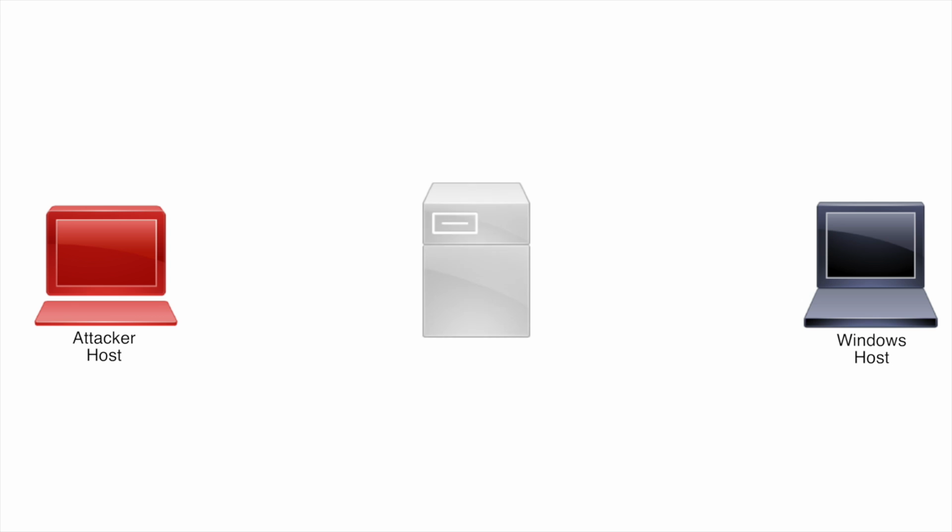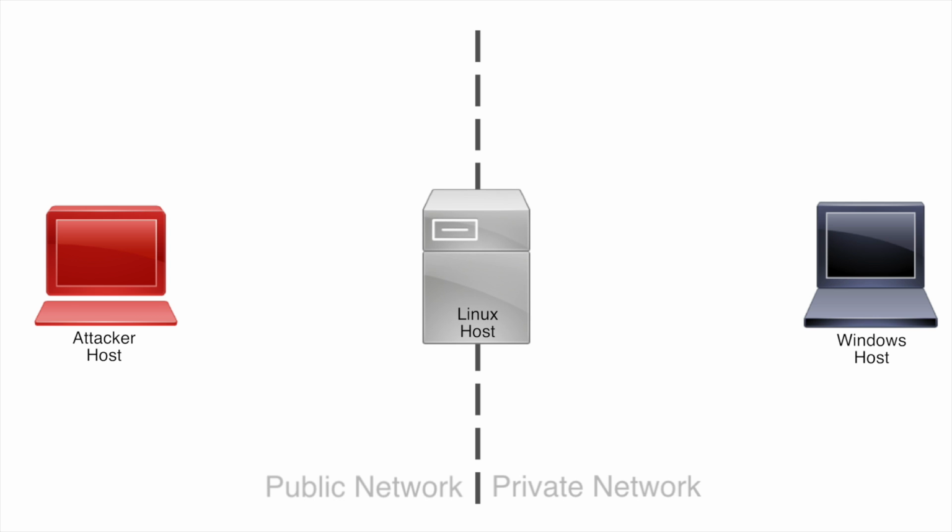To demonstrate this attack, I've set up the following lab. There's a Windows host on the right and an attacking host on the left. These two hosts are in different filtered subnets and cannot communicate directly. However, the Linux host in the middle is connected to both subnets.